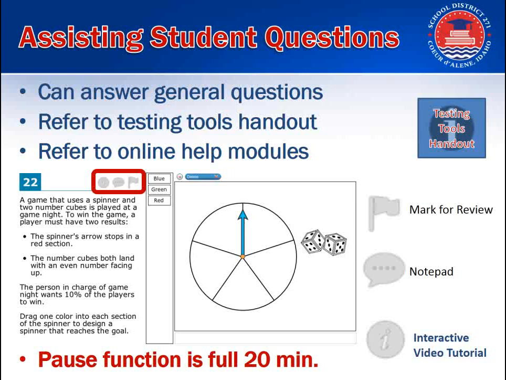Feel free to point your students to the tools and help instruct them on how to use them if they don't already know. The testing tools handout link on this page will give you a sheet that will explain them further. Please take the time to study that before you actually begin your test. When students pause, they will have a full 20 minutes before the test times out.